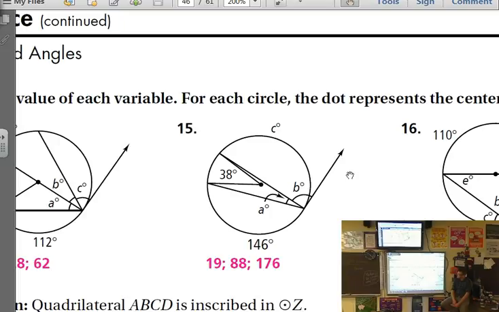Michelle? Well, first off, finding A, it's related to the arc, and the arc is 38. How do I know? Because there was a theorem that said that an angle coming off of the center was the same as the arc. And then A would be half of 38. So that would be 19.